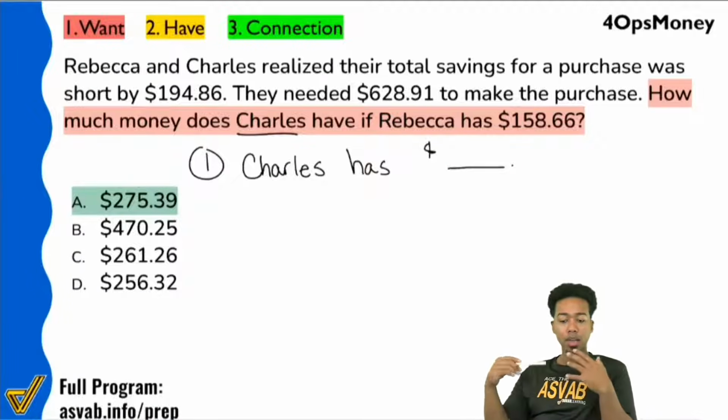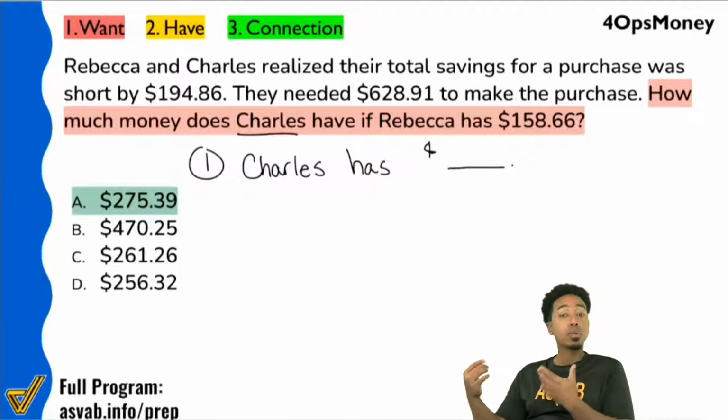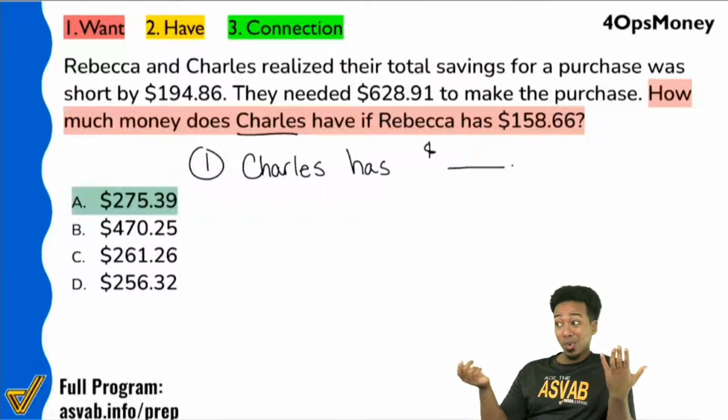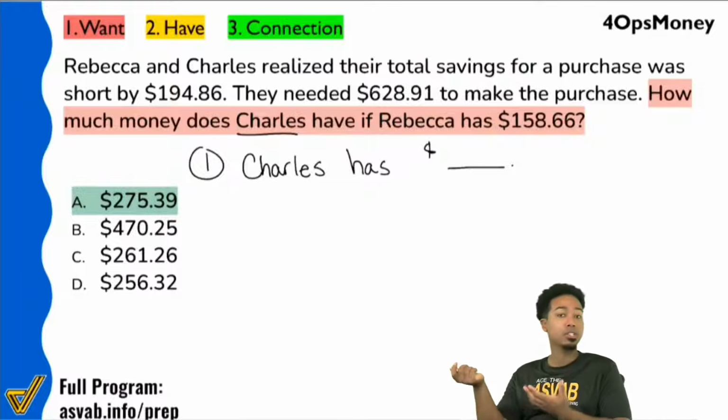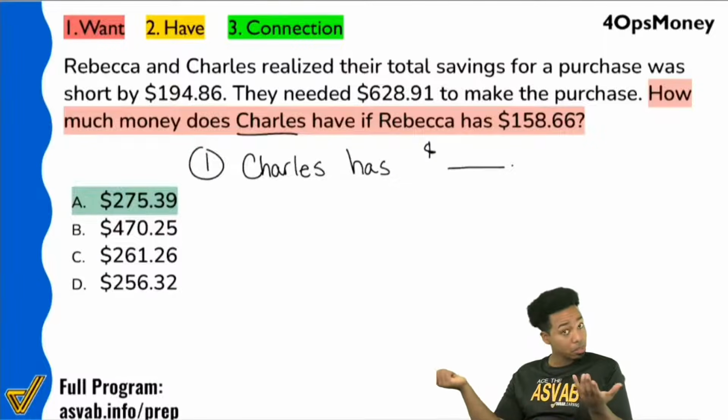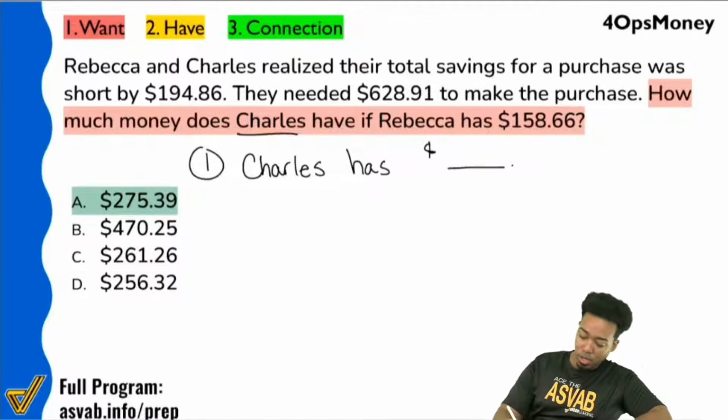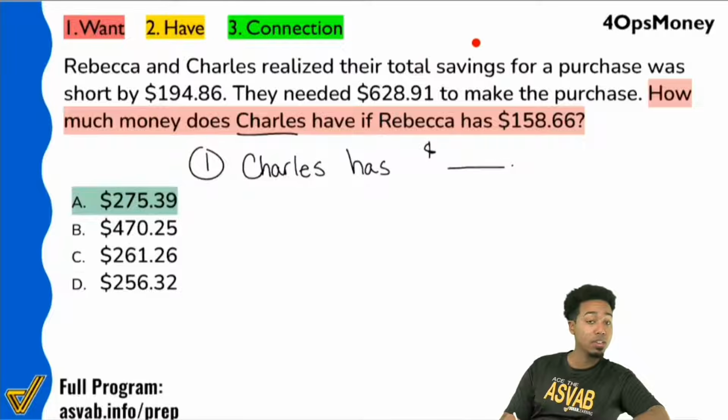Cool. So at the very least, with this first step, we should feel confident that we know what we're looking for. Then the question is, what are we given that might help us get to what we're looking for? Let's see. When you read the story, you see that it says Rebecca and Charles realized that their total savings was short by $194.86. They actually needed a total of $628.91 to make the purchase.